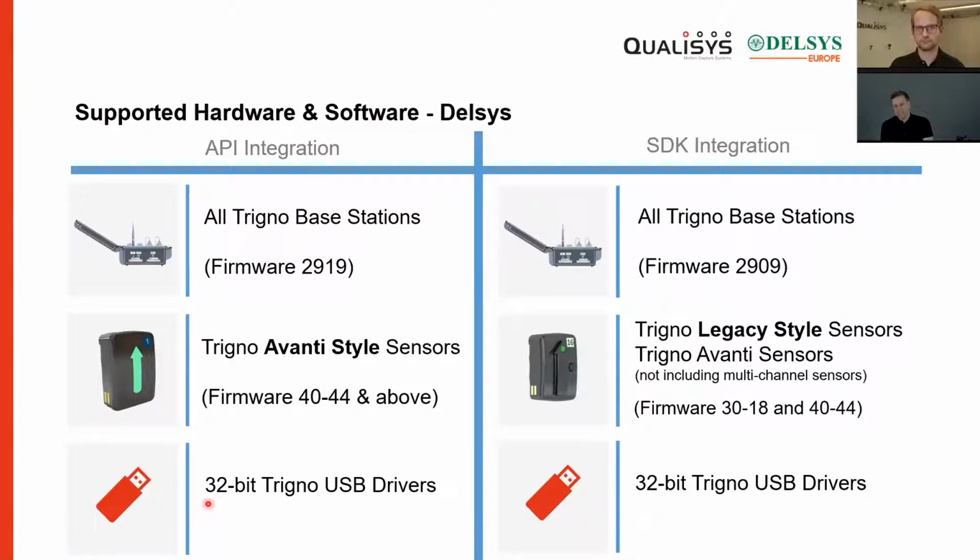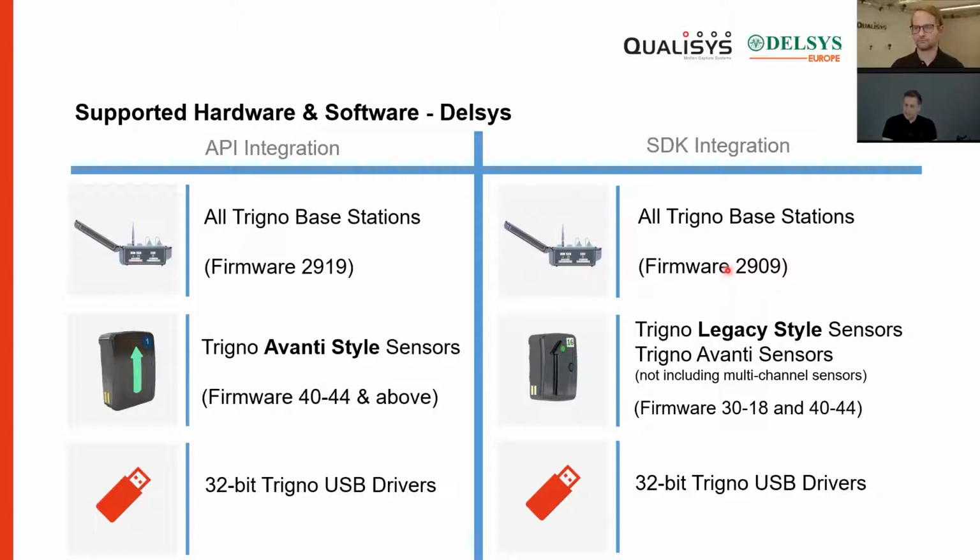On the right-hand side of the slide, you'll see the SDK integration. As Neil said, we've had this for probably 6 or 7 years now, and this is characterized by using the Trino Control Utility software from Delsys. This still supports all Trino base stations and currently supports the firmware version of 2909, with a future upgrade that will also support 2919.